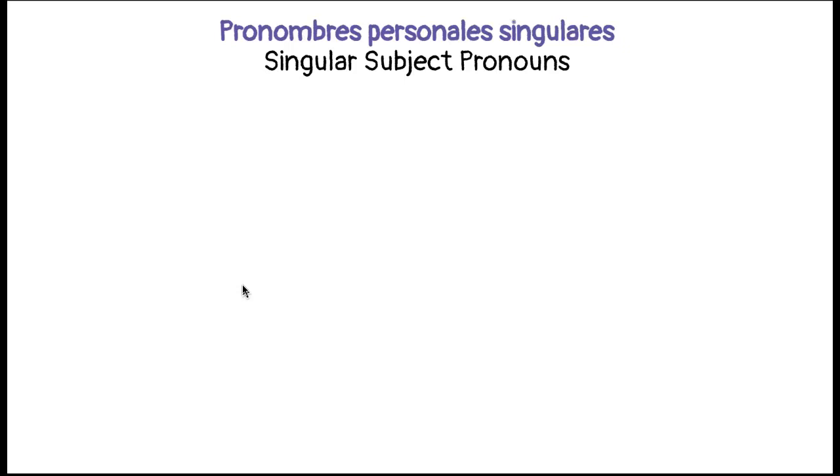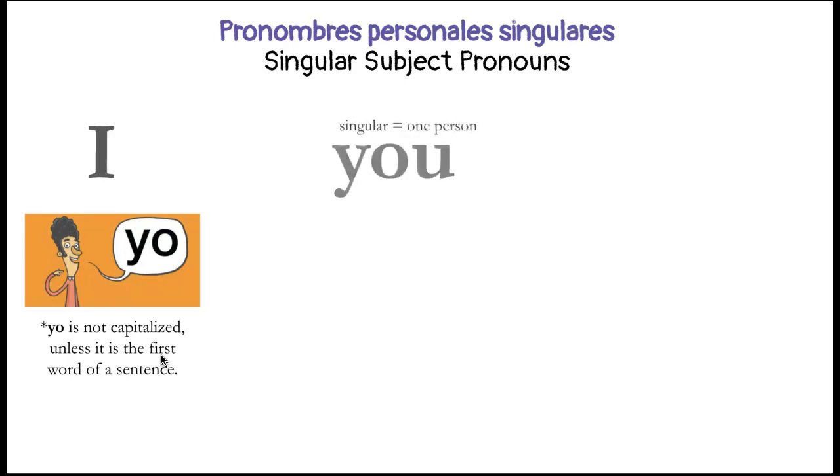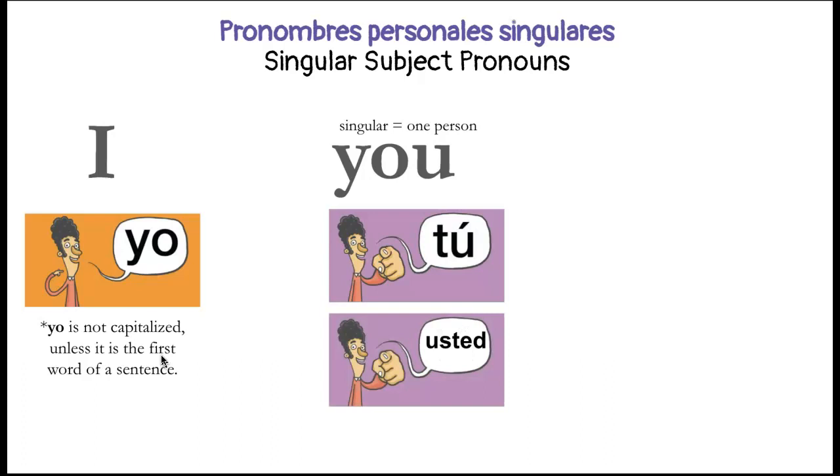So in English we have I, right? Yo in Spanish. So yo is not capitalized unless it is the first word of a sentence, right? So I is always capitalized in English. In Spanish, yo is never capitalized unless it is the first word of a sentence. So then we have tú, in English, that refers only to one person. That's why it's singular. It can be tú or usted, right? We have seen that before. Tú or usted means you singular.